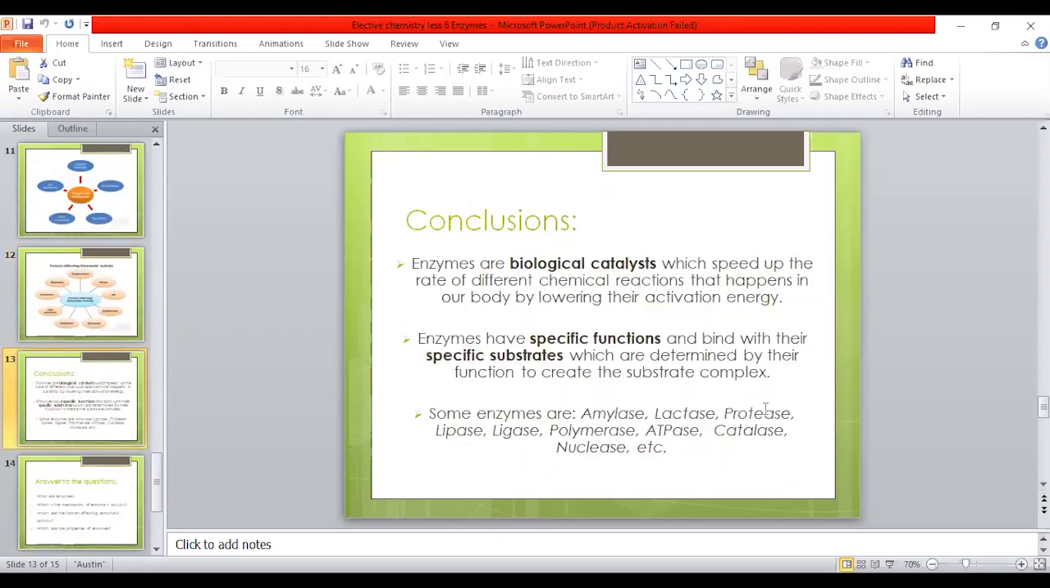So in conclusion, enzymes are biological catalysts which speed up the rate of different chemical reactions that happen in our body by lowering their activation energy. Enzymes have specific functions and bind with their specific substrates, which are determined by their function, to create the enzyme-substrate complex. Some of the enzymes are amylase, lactase, protease, lipase, ligase, polymerase, ATPase, catalase, nuclease, etc. As you saw, all end with ASE.